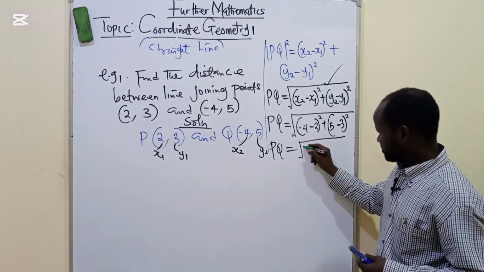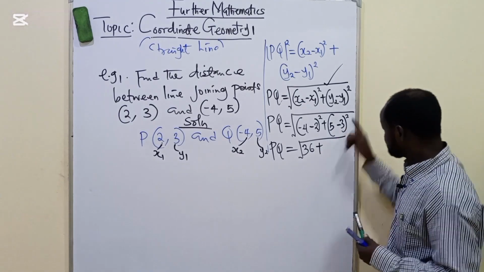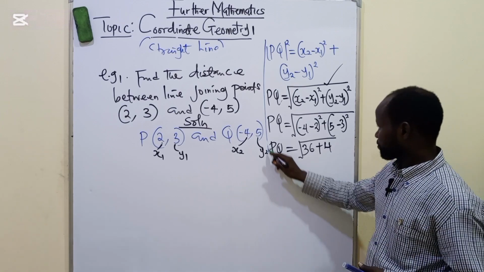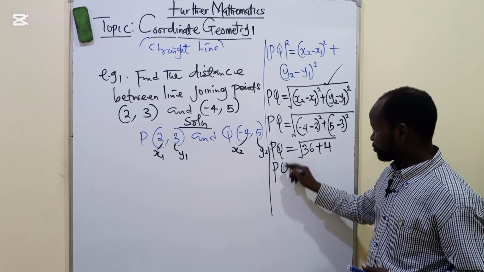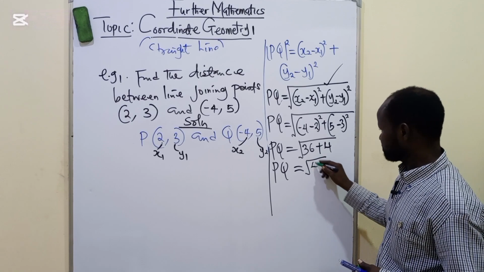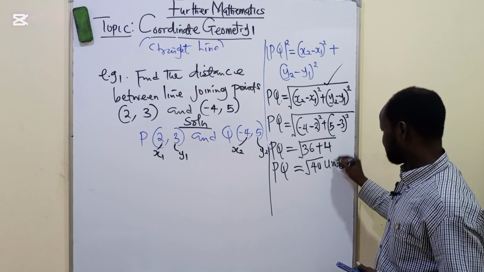Minus 6 all square is 36, plus 5 minus 3, that's 2. 2 square is 4. So we have 4. So length PQ now will be equals to 36 plus 4, that will be 40. That will be root 40 units.